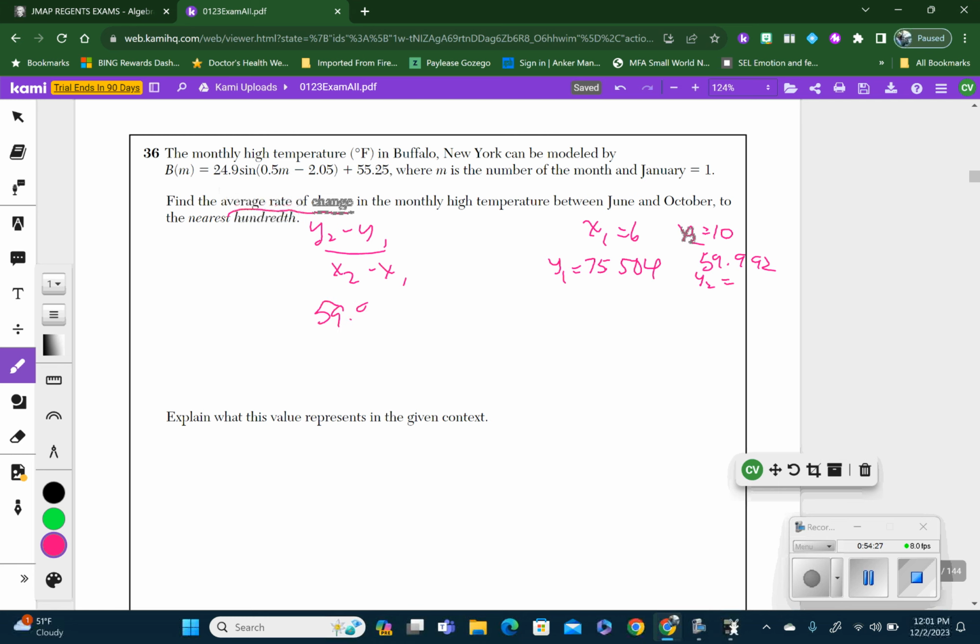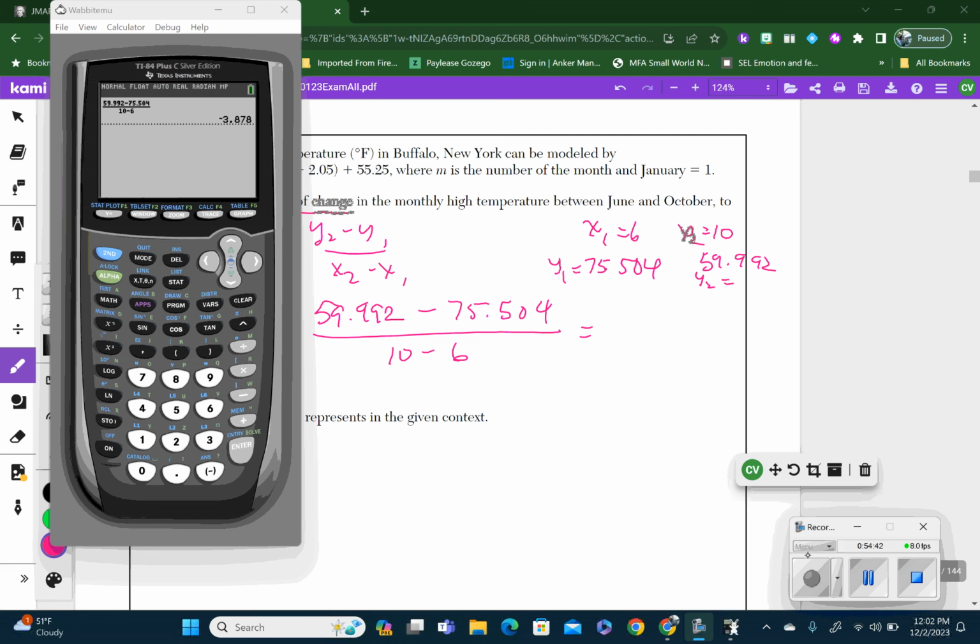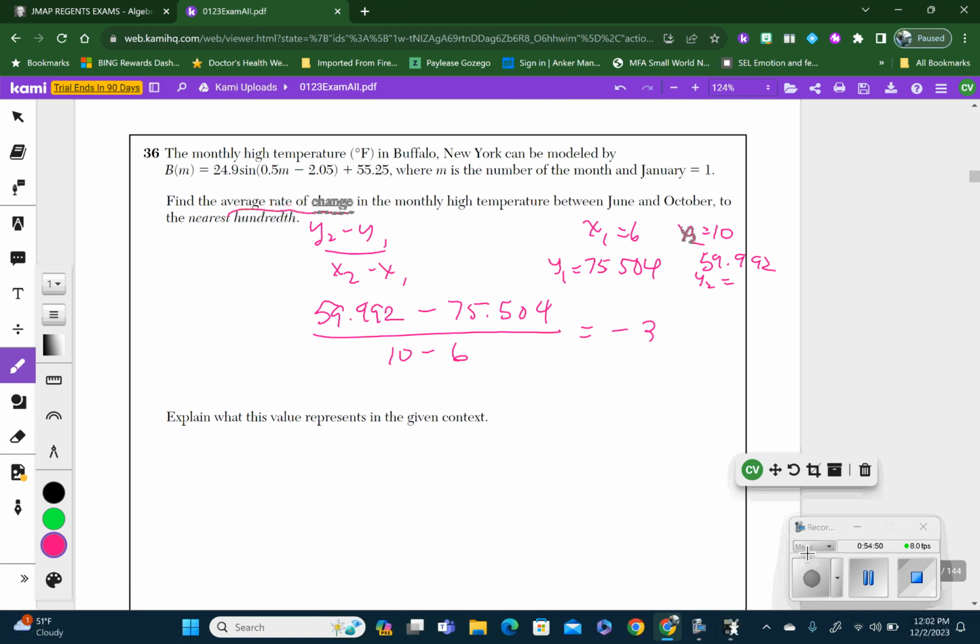59.992 minus 75.504 divided by x2, which is 10, minus my x1, which is 6, and then this becomes a calculator question. I literally just plug it into the calculator and I get a number, and it's asking me to take a look to the nearest hundredth. So this is going to be negative 3.88 if I round this to the nearest hundredths place.